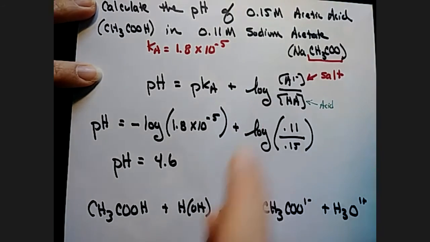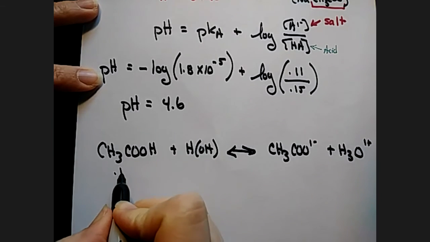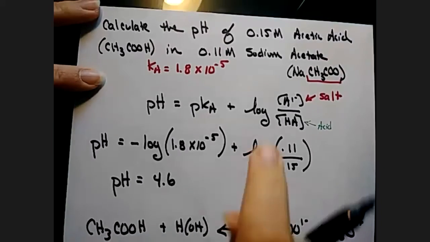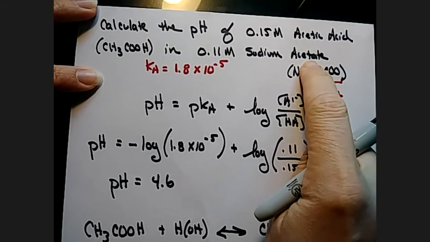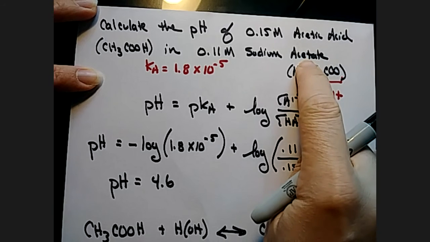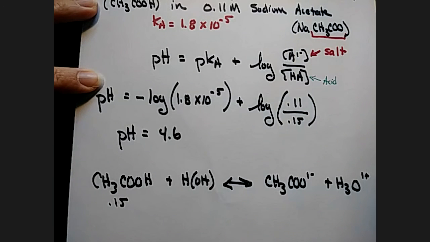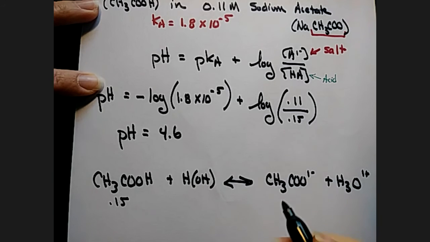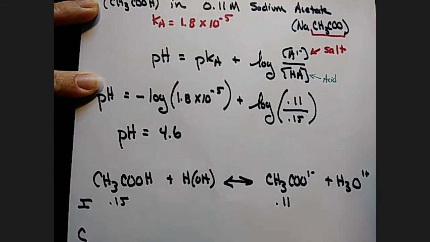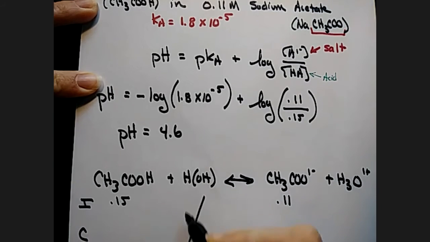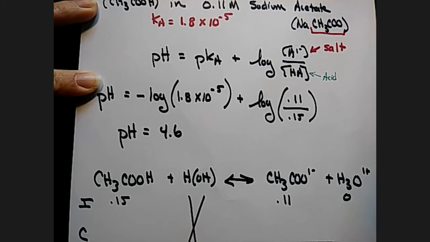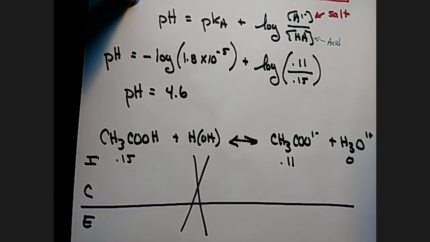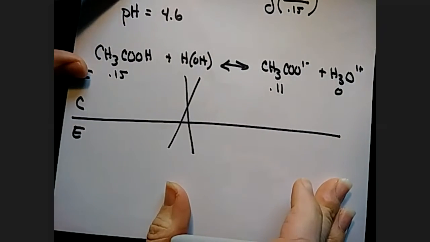So my acetic acid was 0.15. That's this chemical. And then the sodium acetate provides the anion acetate in my equilibrium expression. That guy actually would go right here. That concentration is 0.11. We would ICE this problem. So again, we don't worry about water, and my hydronium would have to be 0.